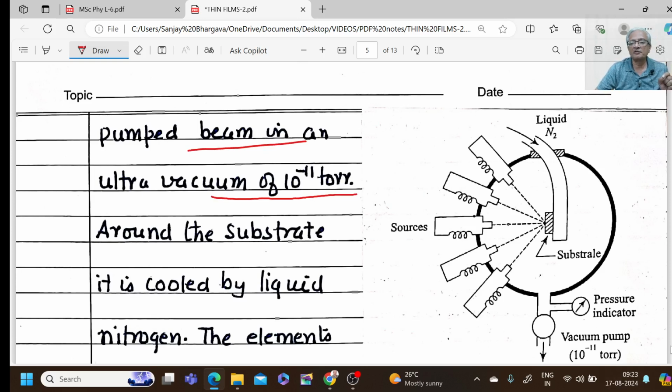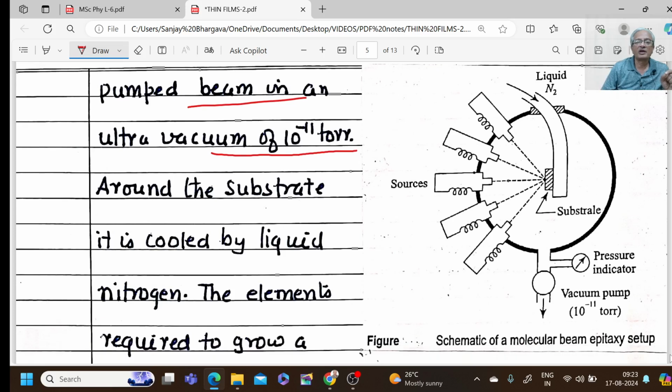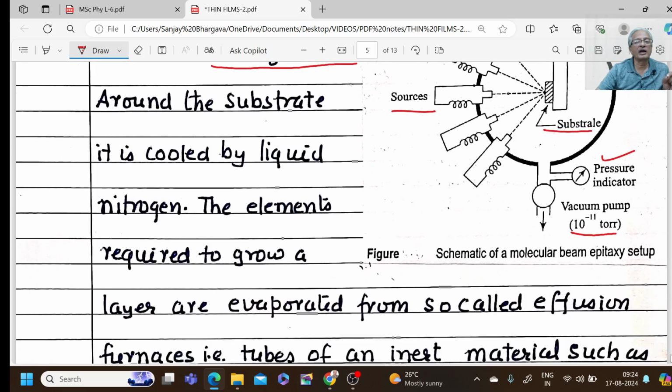So here in the figure, we have sources present here, and we have a substrate on which the deposition takes place. This is the pressure indicator, and this is the vacuum pump, where a continuous vacuum is maintained to the order of 10 raised to power minus 11 torr. This is an inlet of liquid nitrogen for cooling the substrate. Around the substrate, it is cooled by liquid nitrogen. So liquid nitrogen is used for cooling the substrate.